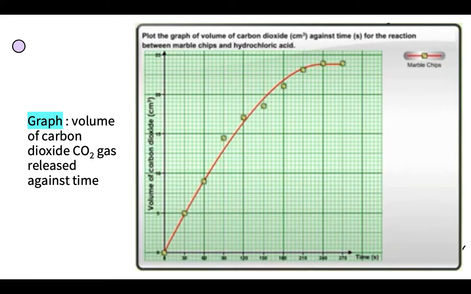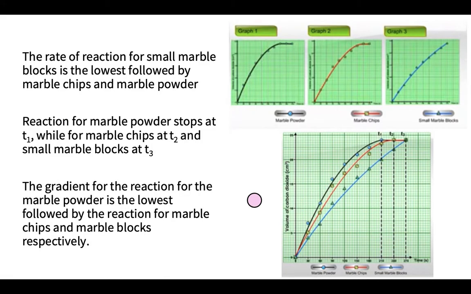Okay, so this is the graph when we use marble chips. Marble chips are the medium size compared to the marble powder and also marble blocks. Okay, this graph is shown when we use marble powder. While for graph 3, this one shows the result for the marble blocks. Okay, so as we can see in the graph shown here, the rate of reaction for small marble blocks is the lowest, followed by the marble chips and the marble powder.